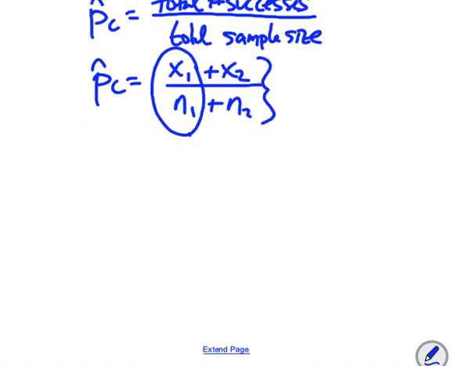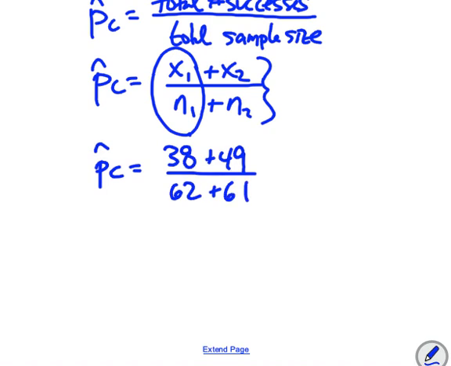Now for us, what that means is that remember that we had 38 successes in one group and 49 successes in the other. And our sample sizes were 62 and 61, so we had 87 total successes out of our large pooled or combined group size of 123, and that equals about 0.707. Since it's a larger sample, we expect it to be more accurate than either of the two individual ones. We're going to use that in our formula.